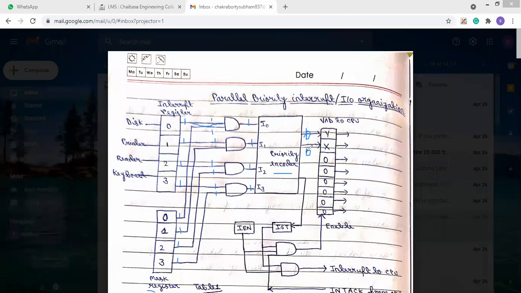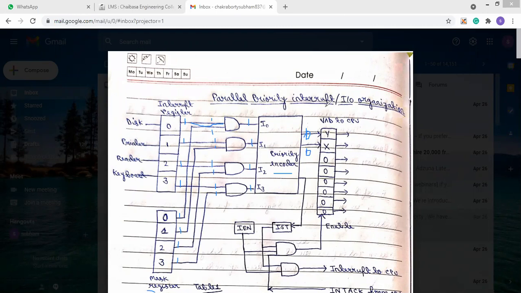From this output we can get the address of the interrupt service routine. Then the CPU handles the interrupt. If we briefly describe this architecture, first all the input output devices are connected to the interrupt register, and they are connected according to their priority.